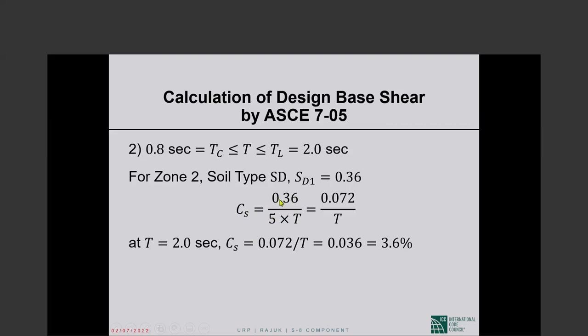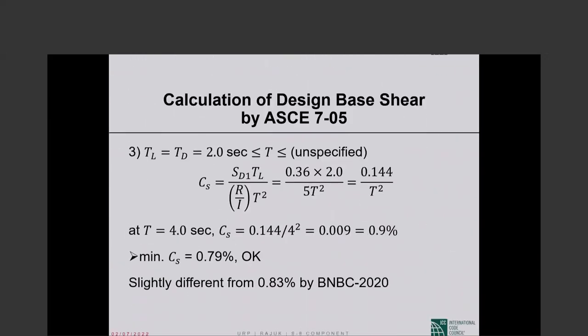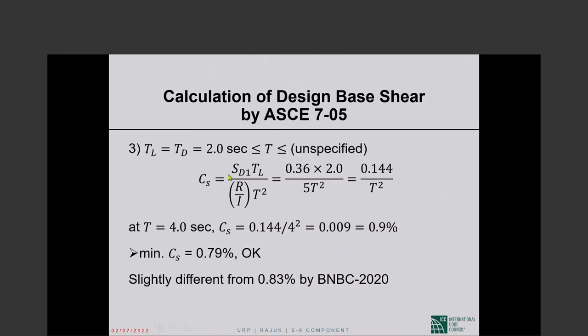S sub D1 is 0.36, R is 5, T is T. So 0.36 divided by 5 gives us the 0.072. So at T of 2 second at the end of the descending branch, the C sub S comes to 0.036, exactly the same as under BNBC. I told you the two approaches give you the same numbers.